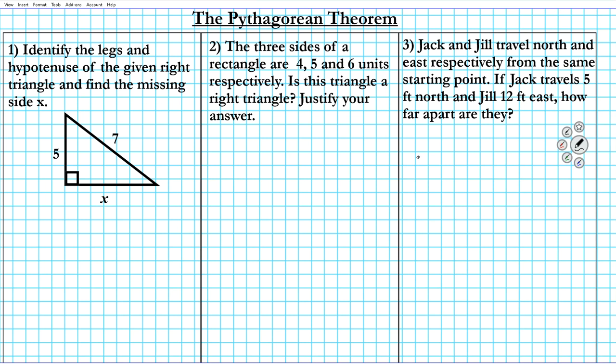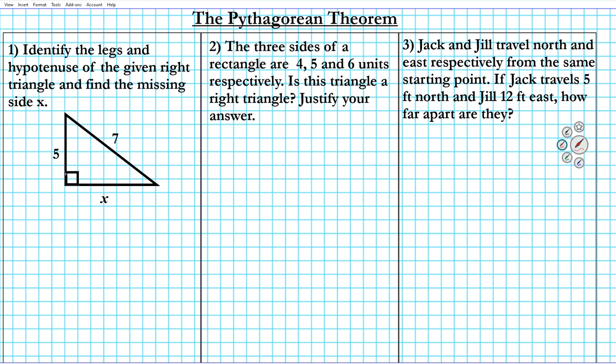It reads, identify the legs and the hypotenuse of the given right triangle and find the missing side x. Okay, so we have the right triangle right here. Let's go ahead and find what the legs and hypotenuse are. So let's start with the hypotenuse of this right triangle. Out of 5, 7, and x, which side represents the hypotenuse?